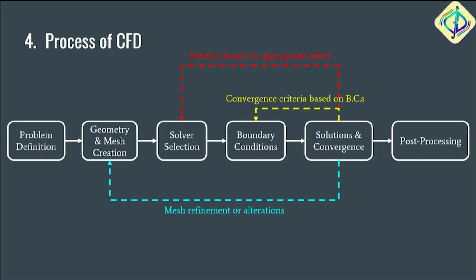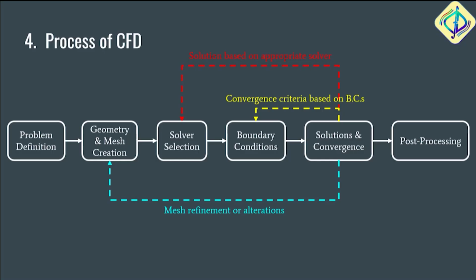Now, these are some of the problems that you face. It's not always a straight line. Sometimes you will reach till the solution phase and then you'll realize that something is not correct. So there are multiple reasons for those. First can be either your geometry and mesh. So you have to go back to your geometry, tweak a bit, change some parameters, and then go ahead with the same process again.